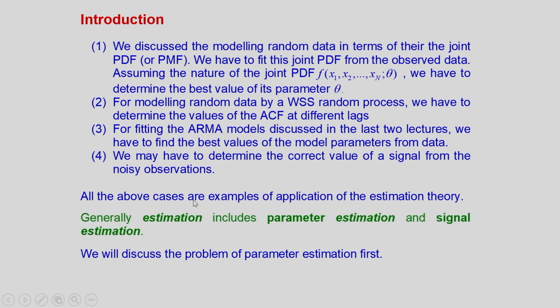All the above cases are examples of application of estimation theory. Particularly, this last one is an example of signal estimation, and the first three are examples of parameter estimation. We can also do signal estimation by using parameter estimation. For example, by fitting the ARMA model, we can estimate a signal. So, estimation includes two classes, parameter estimation and signal estimation. We will discuss the problem of parameter estimation.